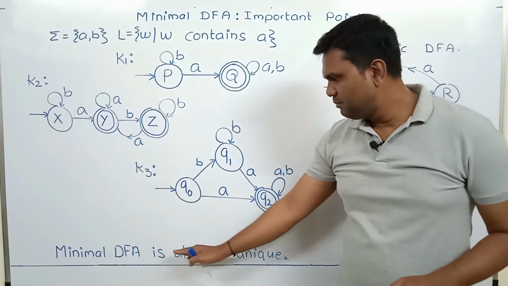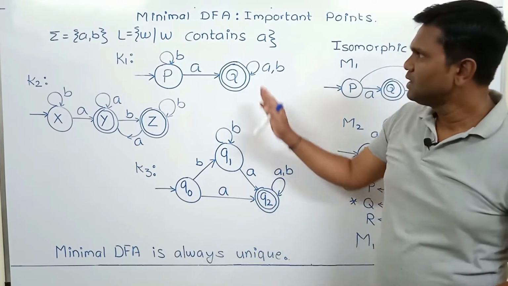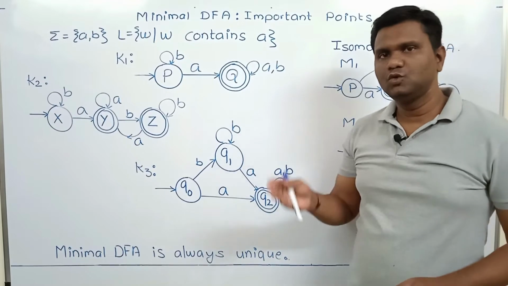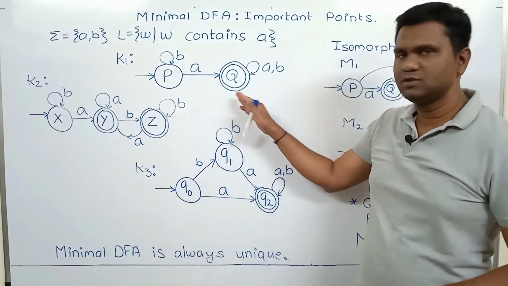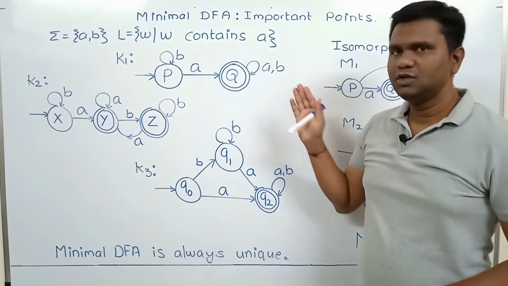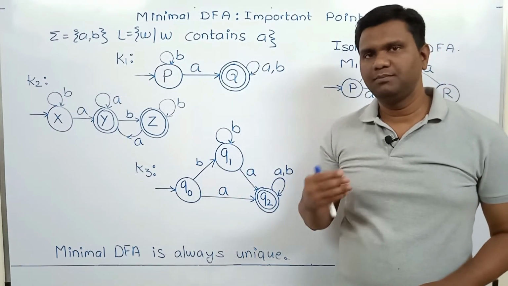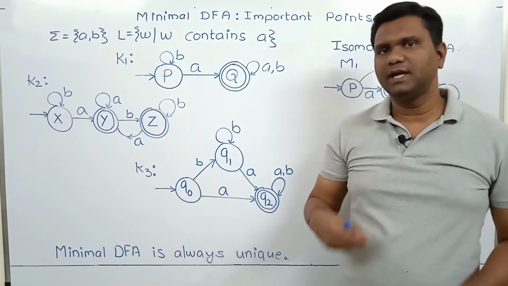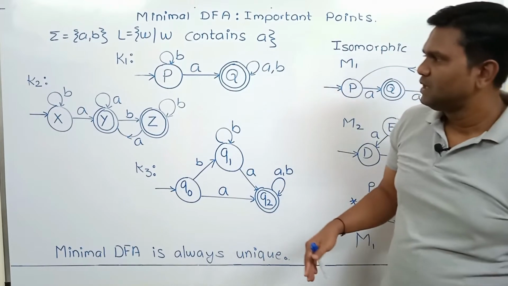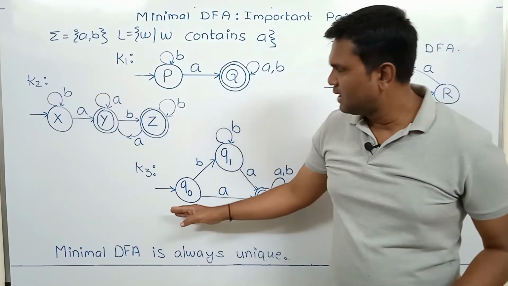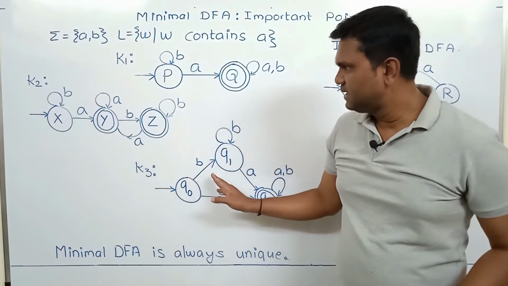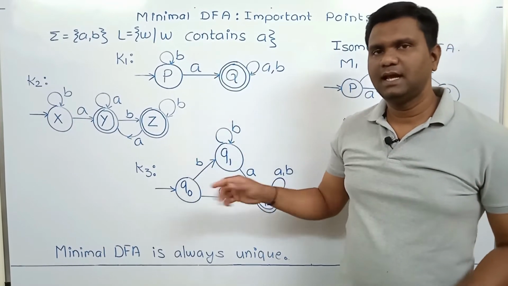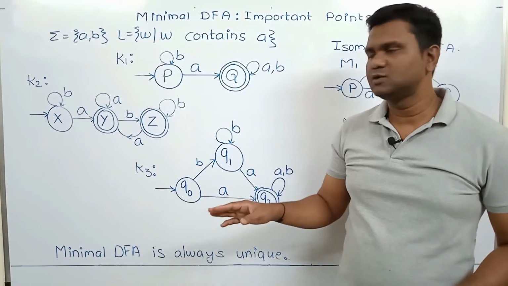What do we mean by minimal DFA is unique? For the given language, the minimal DFA contains two states. Using two states, this is the only possible DFA for this language. We cannot build any other DFA for this language with two states. But if we consider more than two states, let's say 3, then DFA K2 and K3 contain 3 states. They recognize the same language, but they are different. They are non-isomorphic.